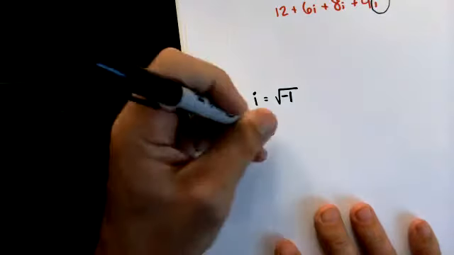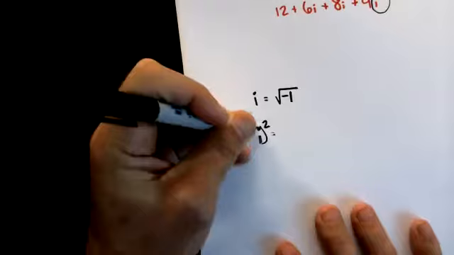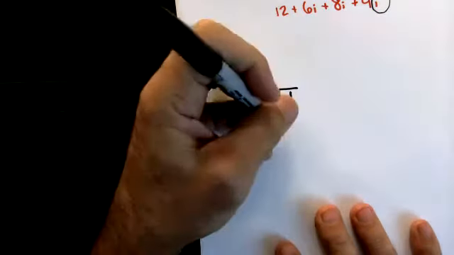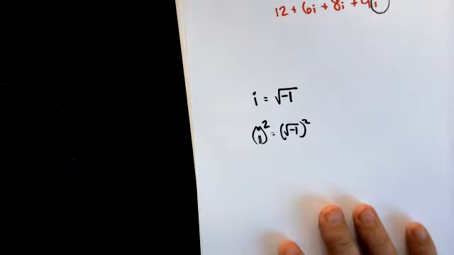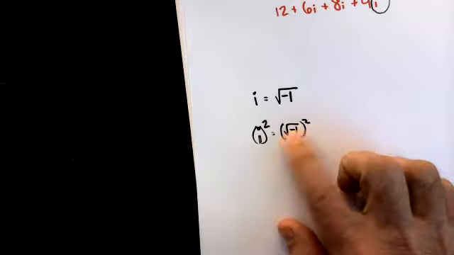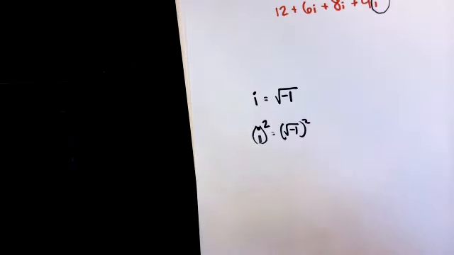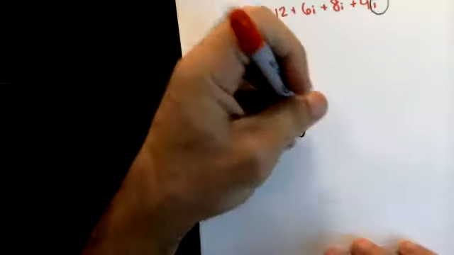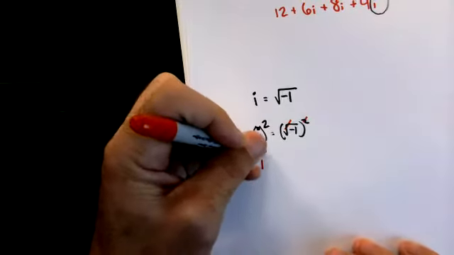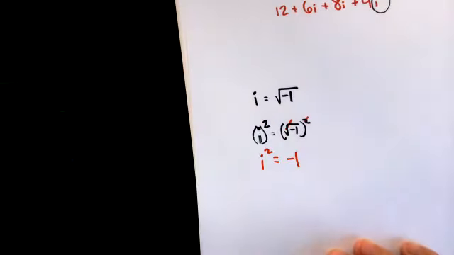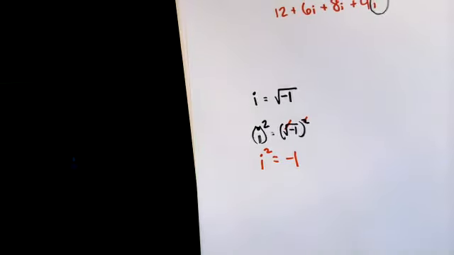Okay. So if we take i and we square it, that means we're going to take the square root of -1 squared. And if you remember, squaring a square root, those two operations basically cancel each other out. Squaring and square rooting are inverse operations of each other. We cancel them. So i squared is really just -1.